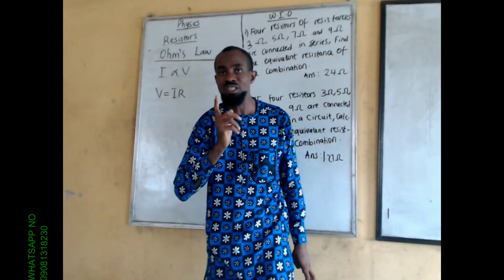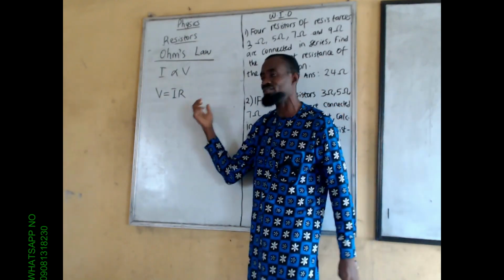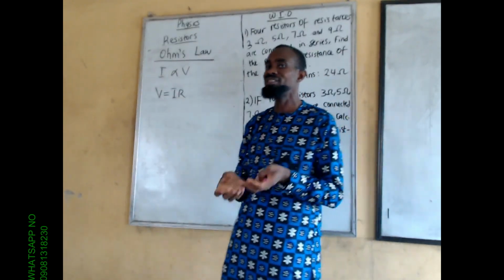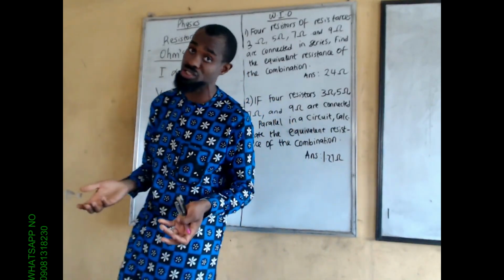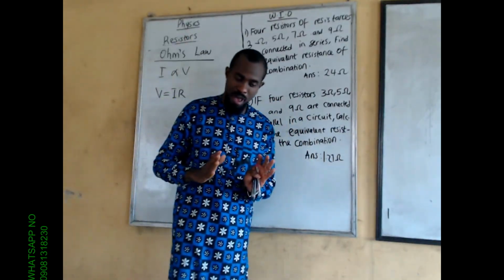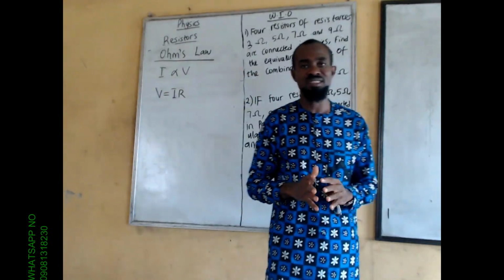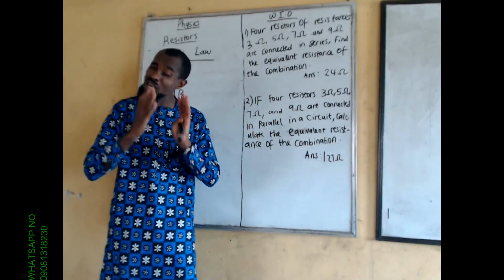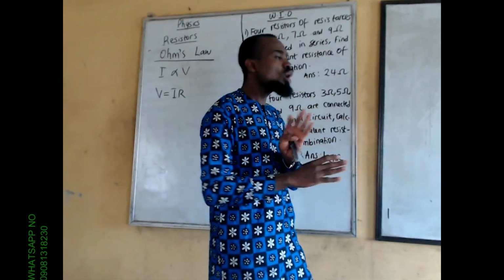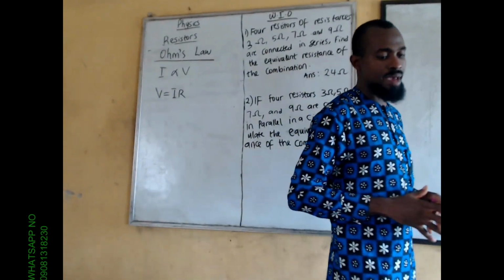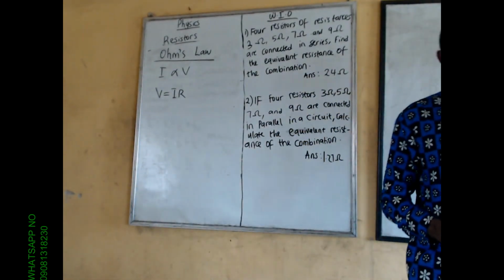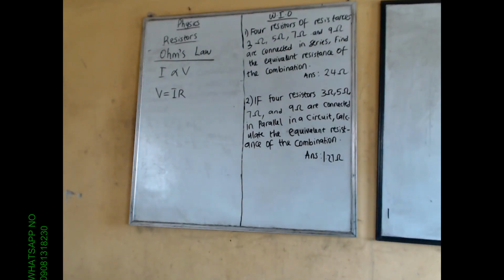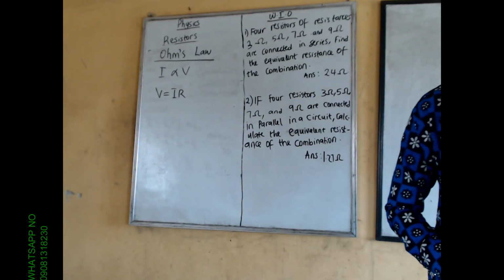Provided some conditions are kept constant, like the resistance of the wire, because the resistance of the wire can also change. For every material you have a fixed resistance for that conductor, but it can also change. But if you keep it constant, those two have a direct proportion.